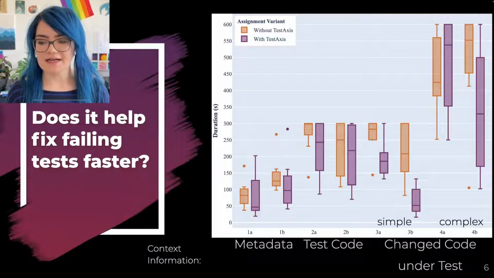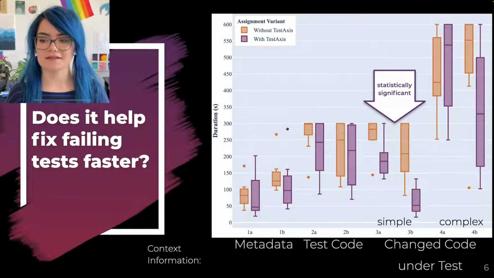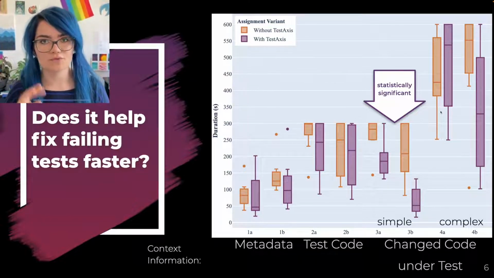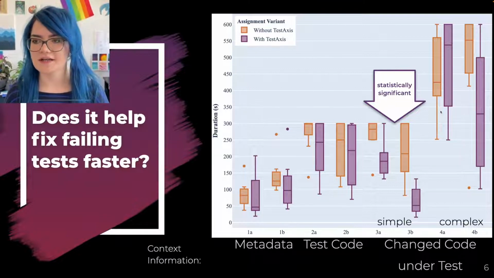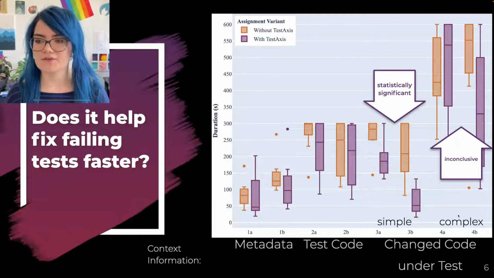in the simple cases, the developers were much faster with the plugin than without, and this is actually a statistically significant result. However, in the complex cases, where the kind of error was much harder and much more hidden, our results are inconclusive, because in the first case, the developers took longer when they used the plugin, and in the second case, they were faster when using the plugin.